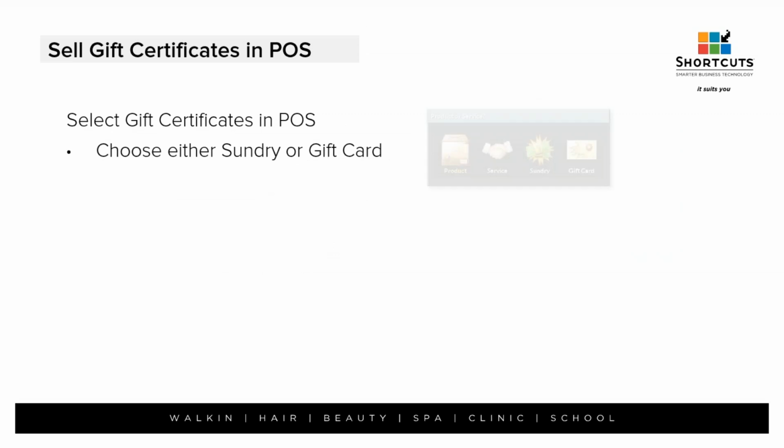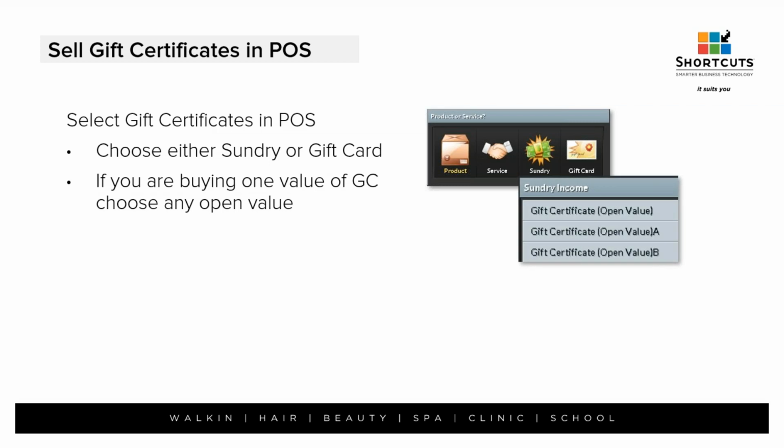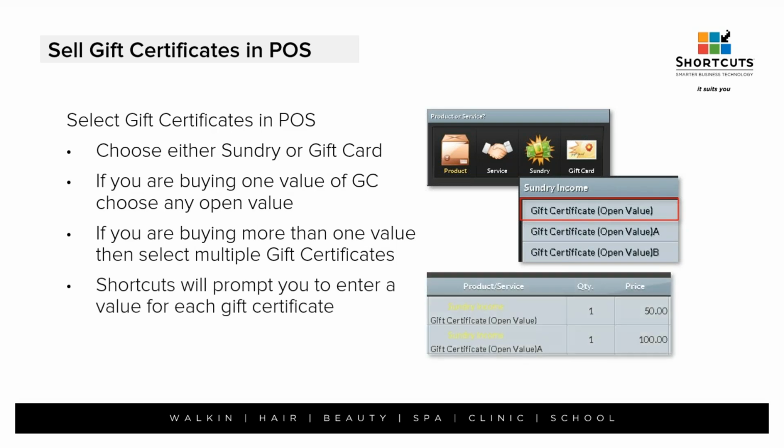To sell them in the point of sale, you can choose either sundry or gift card. And again, Shortcuts will ask which open value you would like to use. Technically, it doesn't matter which one. Then it asks how many you are going to buy and what the value is on them, so quantity and price. A customer can say, I'd like to get 2 or 3 $25, $50 gift certificates. Absolutely, and Shortcuts will prompt you for a different number, a different barcode, for each of those gift certificates.